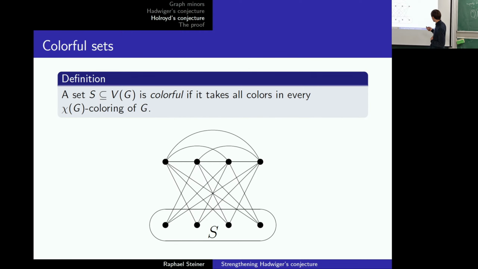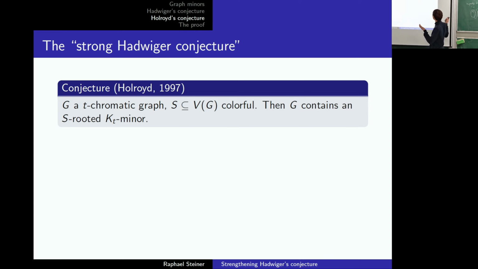Okay, so let me continue now. I didn't tell you the conjecture, so you cannot know what I'm talking about actually. So here's the conjecture. It says that if you have a graph of chromatic number exactly t, and a colorful set in it, then you can find a K_t minor rooted at the set.